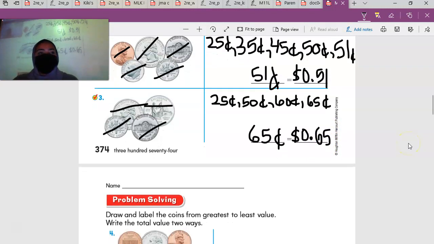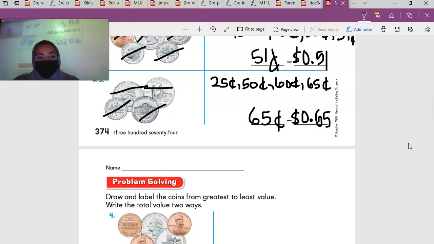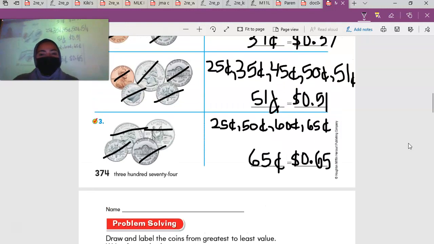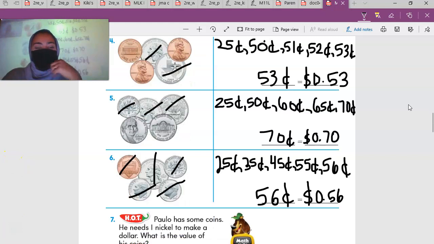Do you agree? Does everybody have this written down? No. All right, I'll give you time to write this down now. Pause the video now. All right, I'm going to ask you to do number 4, 5, and 6 on your own. So go ahead and do it the way I showed you above, and then you can pause the video now.